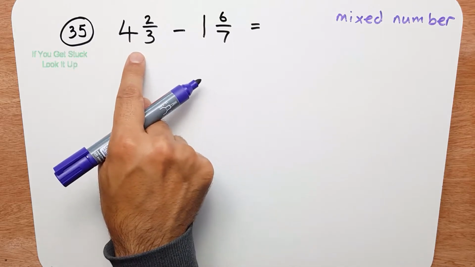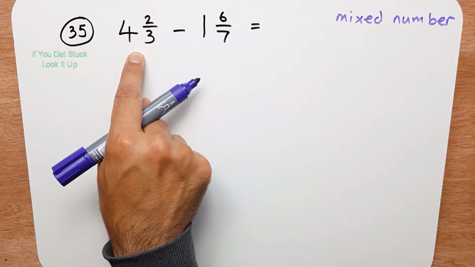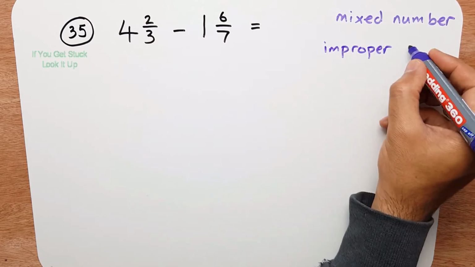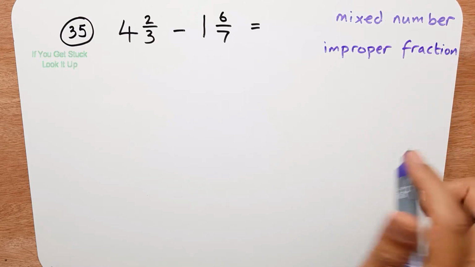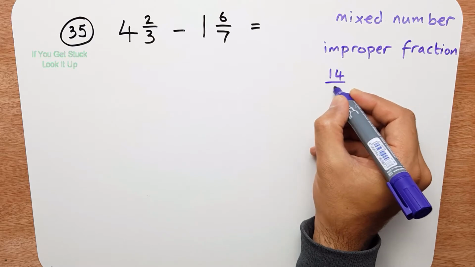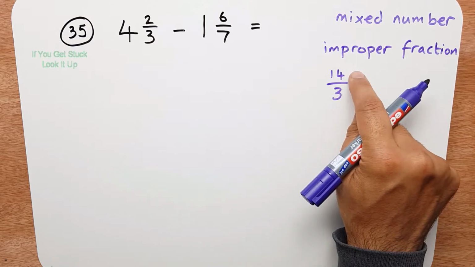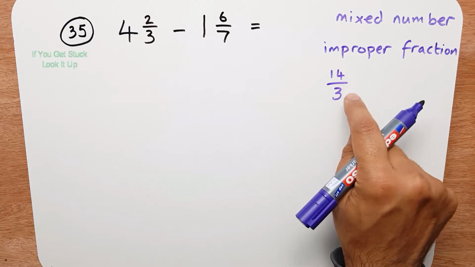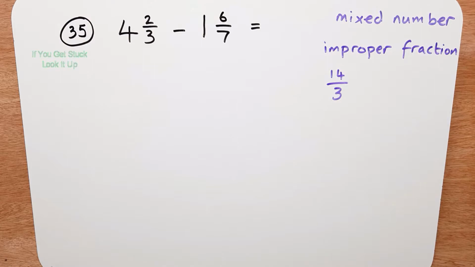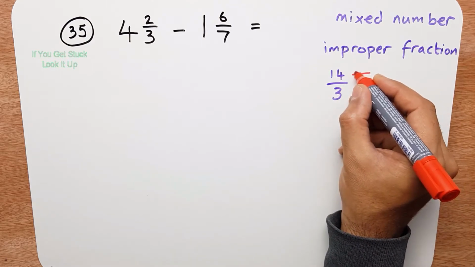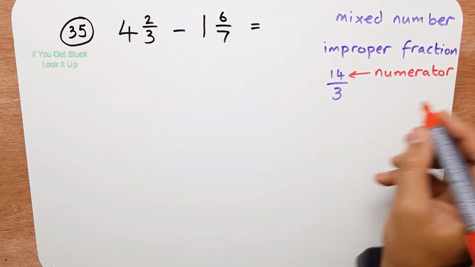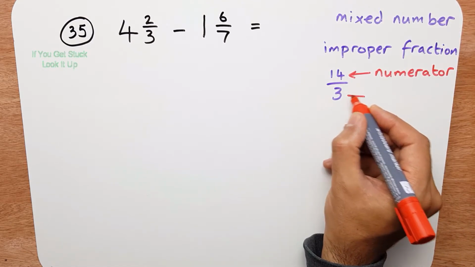One of the easy ways of doing it is to turn it into an improper fraction. So let's write that down here. And what is an improper fraction? It's where the numerator is bigger than the denominator. So let me write that down. The top part is called the numerator, and the bottom part is called the denominator.